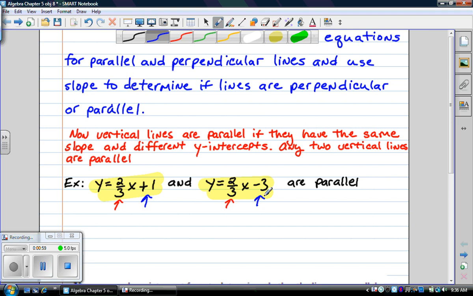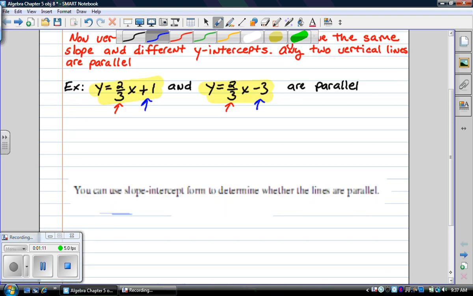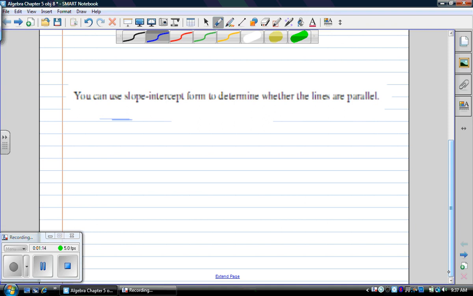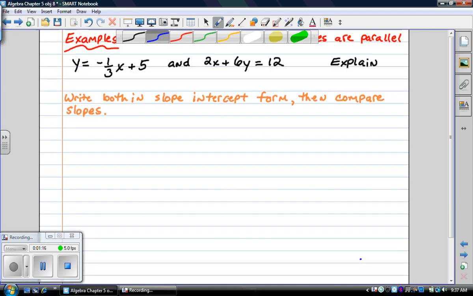So the lines will rise at the same rate, but cross the y-axis at different points. That makes the lines parallel. Same slope, different y-intercepts. All right, so let's take a look at our first example. We have two lines. One line is in slope-intercept form.